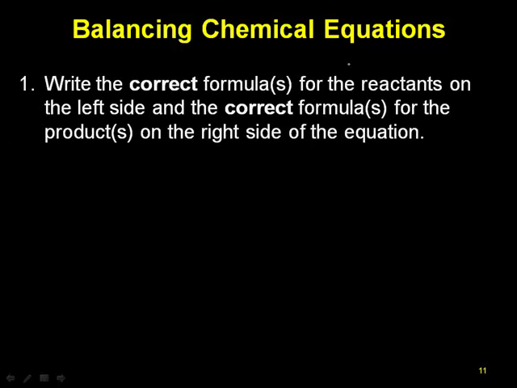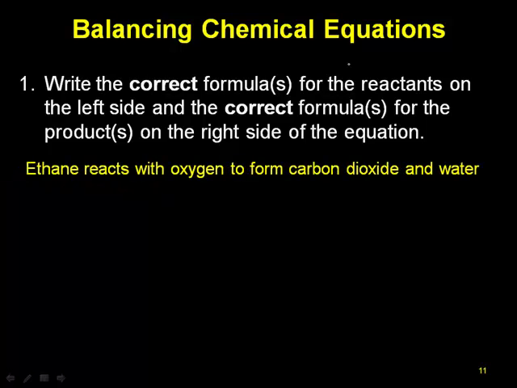First step is to write the correct formulas for reactants on the left side and the correct formulas for the products on the right side. So if you're given an equation like this, we would need to know the formula for oxygen, the formula for carbon dioxide, and the formula for water. There's our arrow, there's our plus sign, there's our plus sign. And we also need to know the formula for ethane, which we will learn how to get.